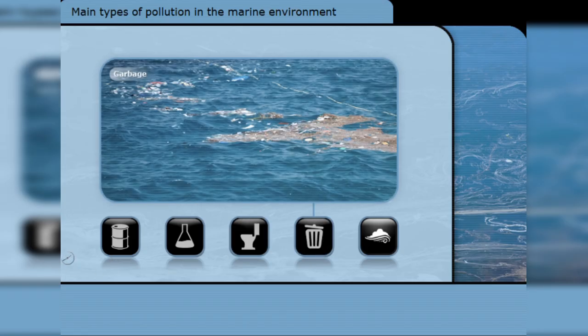Garbage in the sea became a real problem due to the combined effects of increasing volumes from land and ship sources and an increasing proportion of plastic, which takes much longer to break down in the environment.